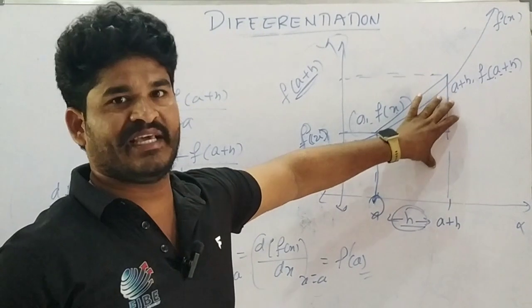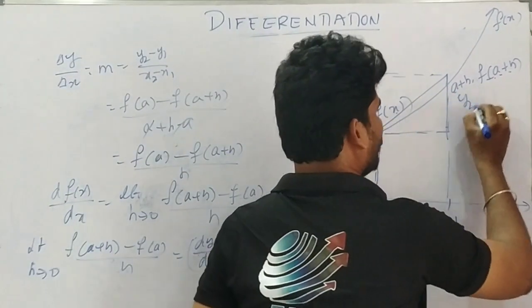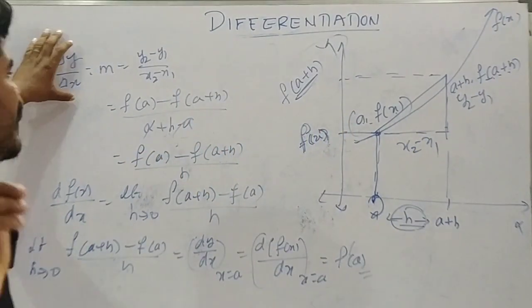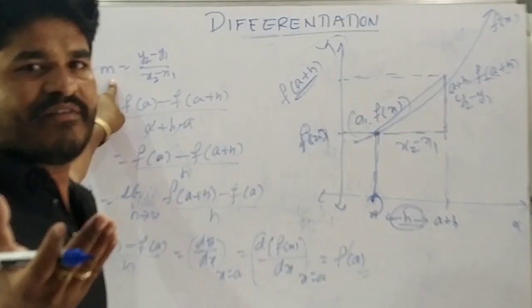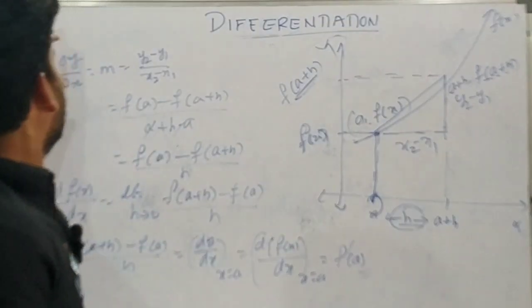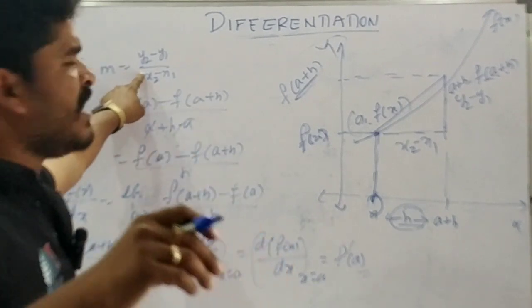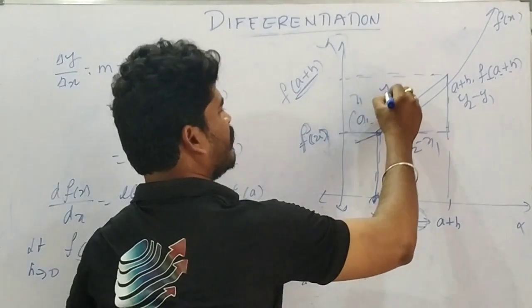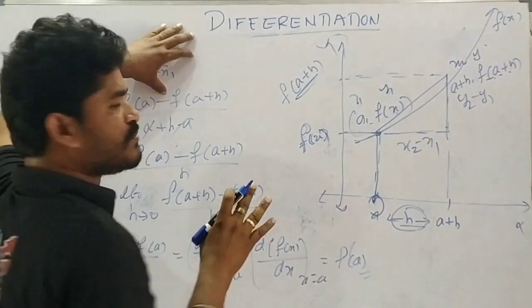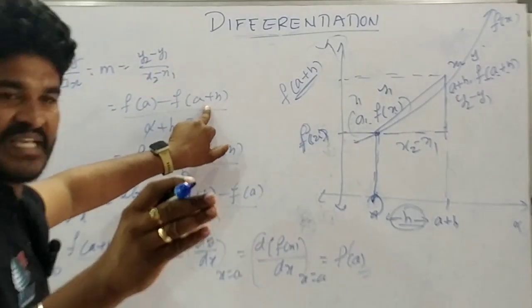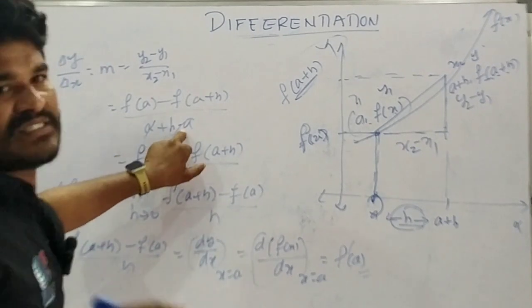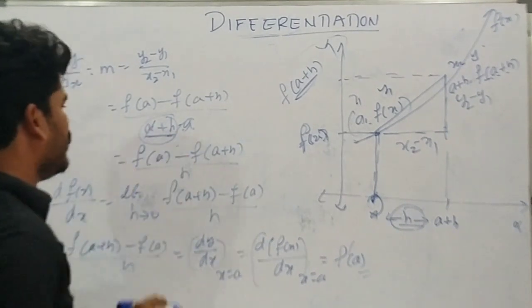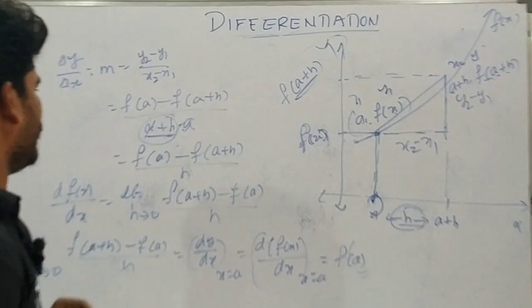Here we apply slope. Slope is nothing but y2 minus y1 divided by x2 minus x1. In the same way, dy by dx is m, where m equals tan theta. The slope is y2 minus y1 divided by x2 minus x1. We already know the points x1, y1, x2, y2. Substituting, we get f of a plus h minus f of a divided by a plus h minus a, same as x2 minus x1. x2 minus x1 is a plus h minus a, which cancels to h. We get f of a plus h minus f of a divided by h.